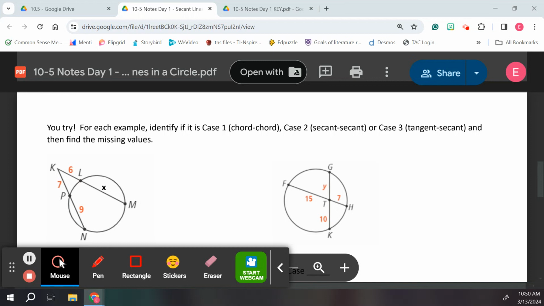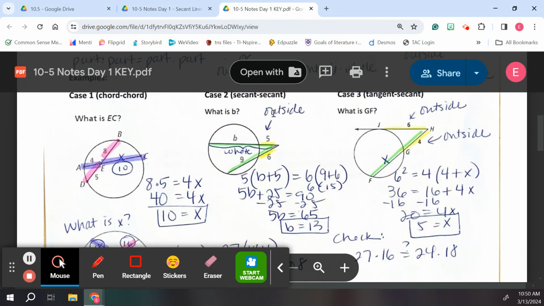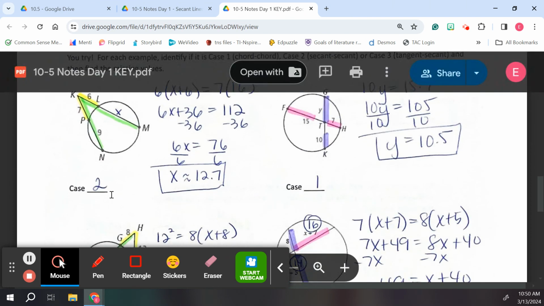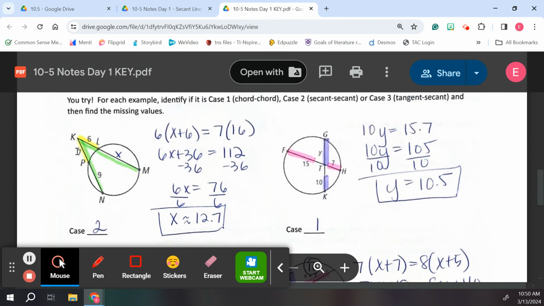All right, let's go over these. I'm just going to show you guys the answers, so this way we're all set. And then let me know what questions you have. Here's the first two. This is case 2. The second one was case 1. Check it out.